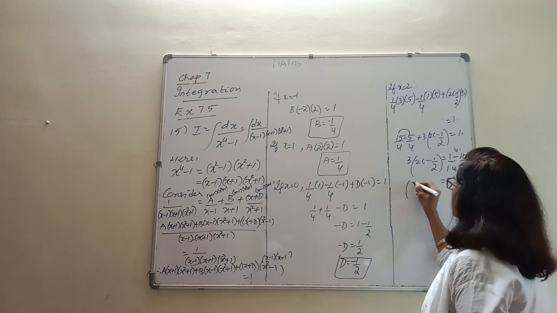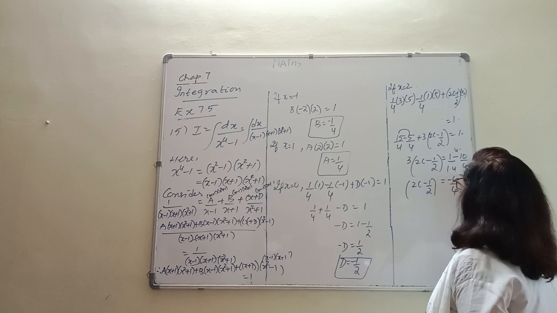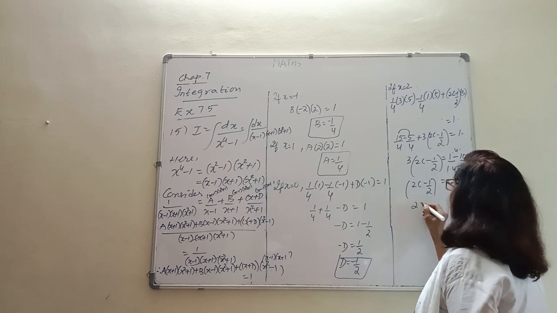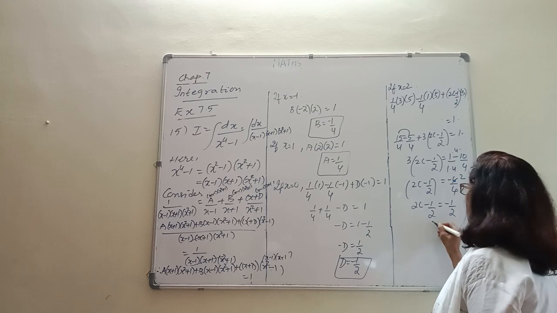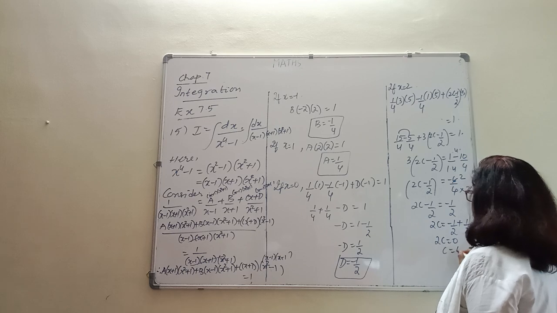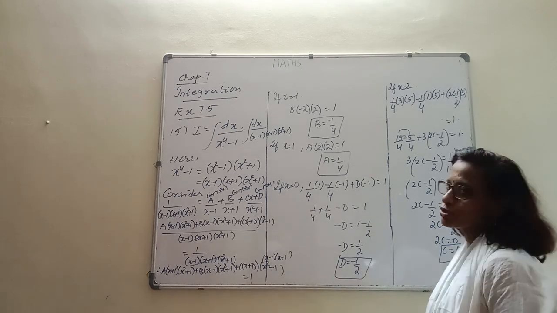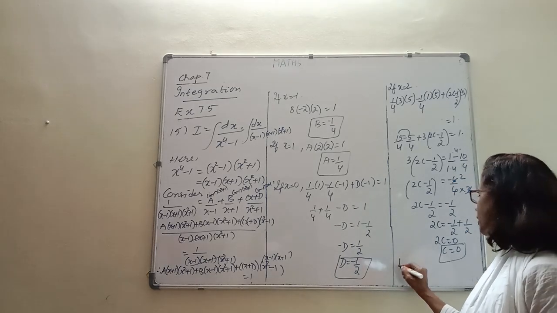And let's bring the 3 on this side. So it's 2c minus half and minus half here also. Let's bring the minus half on this side. Minus half plus half. So 2c is 0, c is 0. Oh, for that we did so much of work. C is 0. Okay, so now having got all this, let's come back to I.